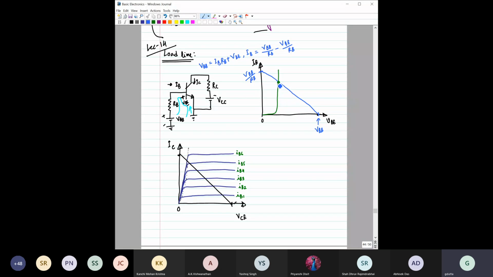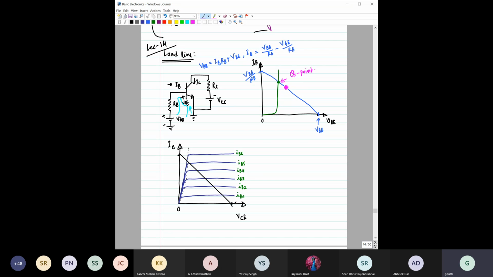And you know the intersection of this load line and this characteristics, this green characteristics, is basically the Q point of this input section, right? So here, this is the Q point or this quiescent point, right? Q point.